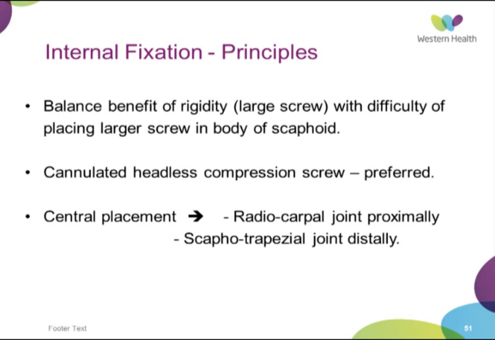Cannulated headless compression screws, I believe, are the preferred method. Cannulated because you can use guide wires to insert into the bone and get it into the correct or ideal position before actually putting the screw in. Headless because you can bury the screw in the bone and aim for a central position. And compression because you can try and promote fracture healing by compressing the fracture. Central placement of the screw can be achieved by going in proximally at the radiocarpal joint or by going in distally at the scaphotrapezial joint.